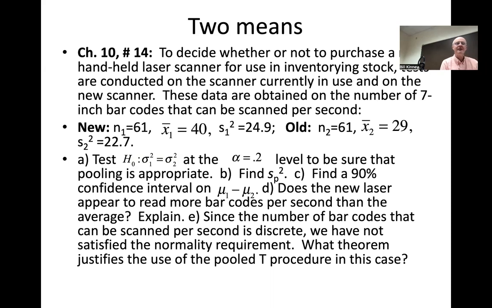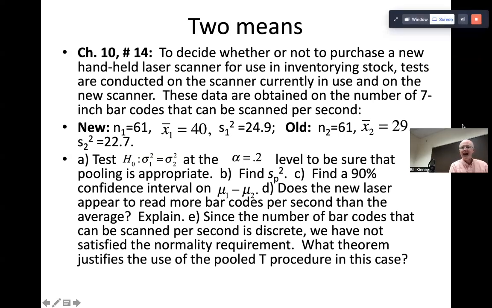We'll keep the summary statistics, X1 bar, X2 bar, the same, as well as the variances, S1 squared and S2 squared. We'll let those be the same. So we're trying to decide whether or not to purchase a new handheld laser scanner for use in inventorying stock. Okay, that's not financial stock. That's stock in a company, I guess. That's in your actual inventory.